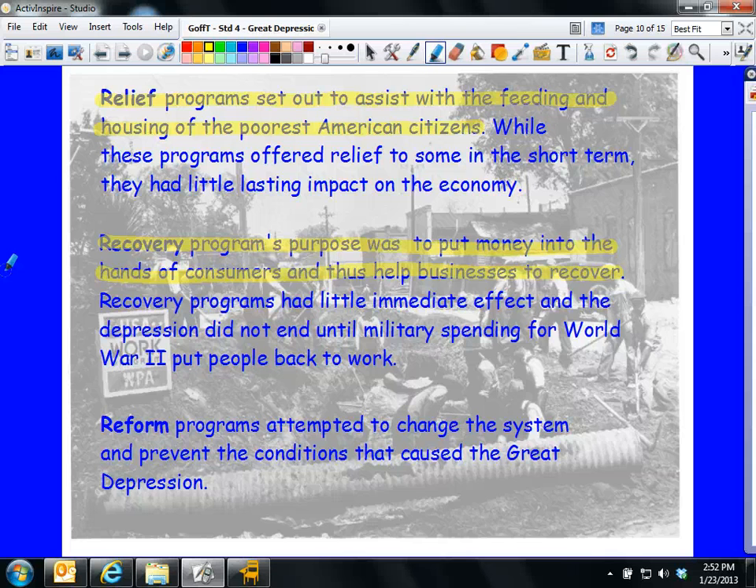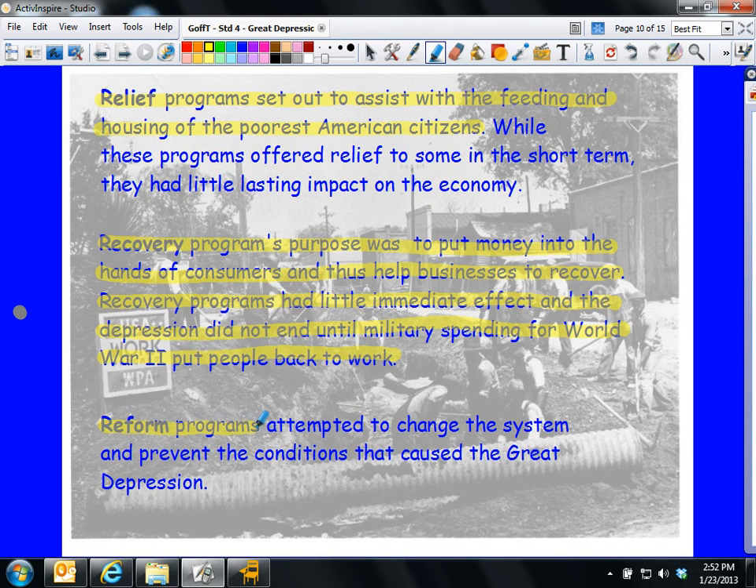So this is an important point for you to keep in mind, in that these programs didn't necessarily end the Great Depression. And then lastly, reform programs attempted to change the system and prevent the conditions that caused the Great Depression.